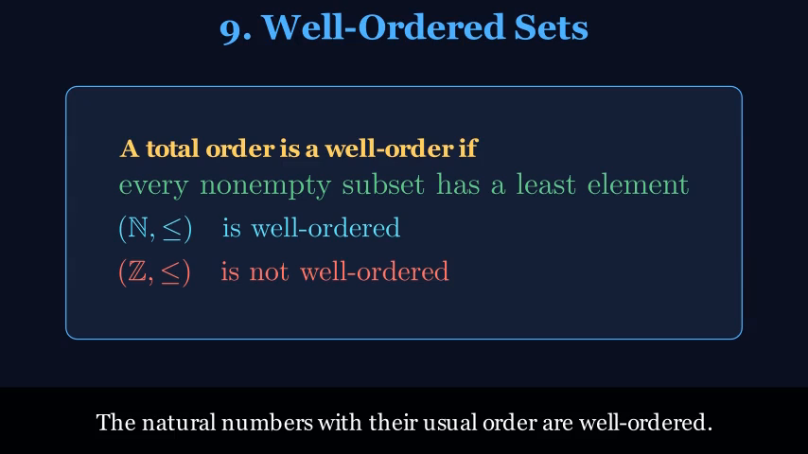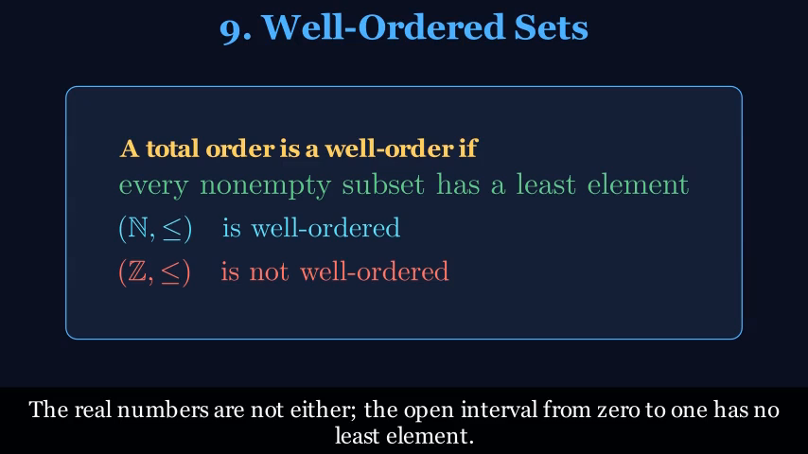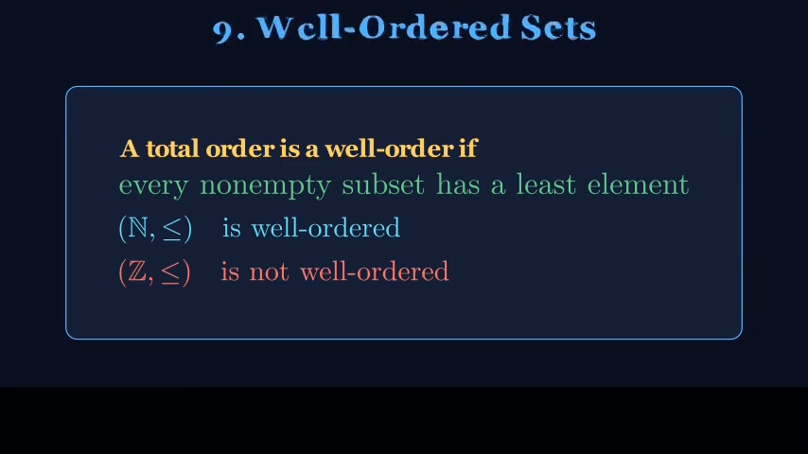A well order is a total order in which every non-empty subset has a least element. The natural numbers with their usual order are well ordered. The integers are not. The entire set of integers has no least element. The real numbers are not either. The open interval from 0 to 1 has no least element. Well ordered does not mean neatly ordered, strongly ordered, or pleasingly arranged. It is one precise condition.